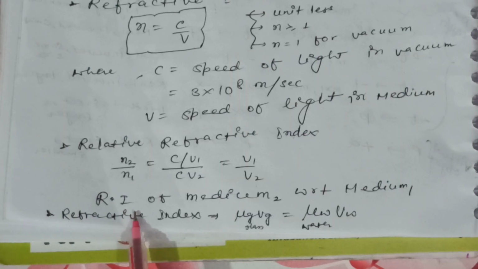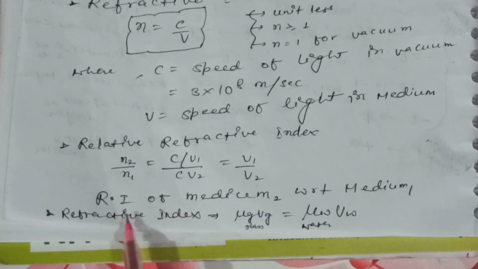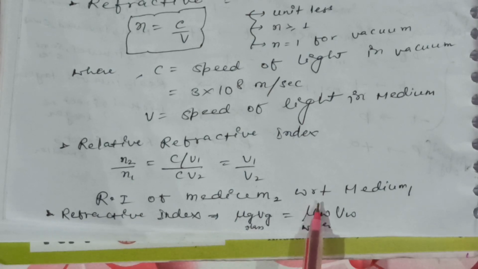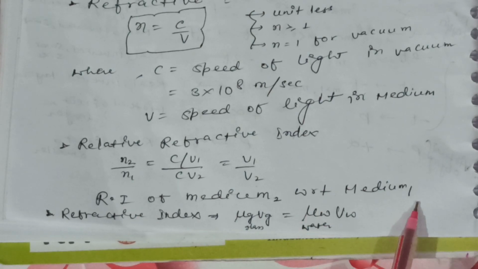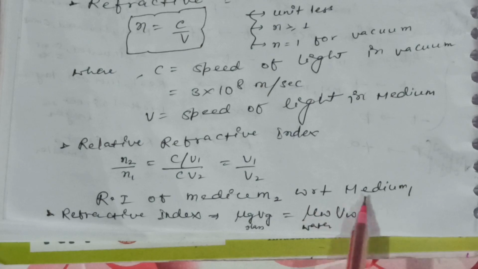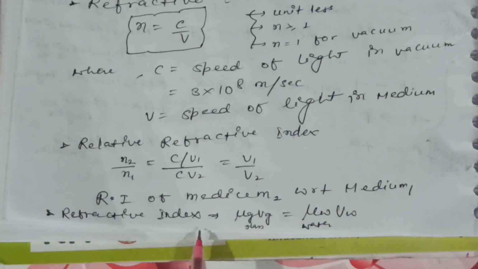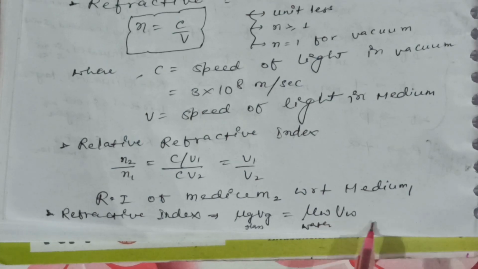Refractive index of medium 2 with respect to medium 1. Refractive index mu_g v_g, glass, is equal to mu_w v_w, water.